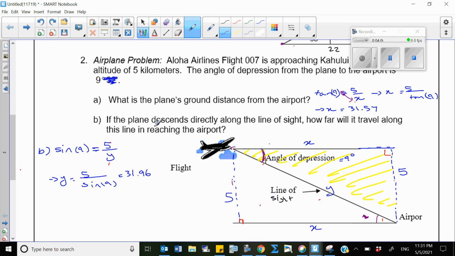Next is asking if the plane descends directly along the line of sight. What is line of sight? It's this line. How far will it travel along this line, reaching the airport? So now this time we're looking at this triangle and we're trying to find the hypotenuse. So I can use sine of this angle. We know sine is opposite over hypotenuse. So we'll be 5 over y. Again, we switch these two, and y will be 5 over sine of 9, which is 31.96.